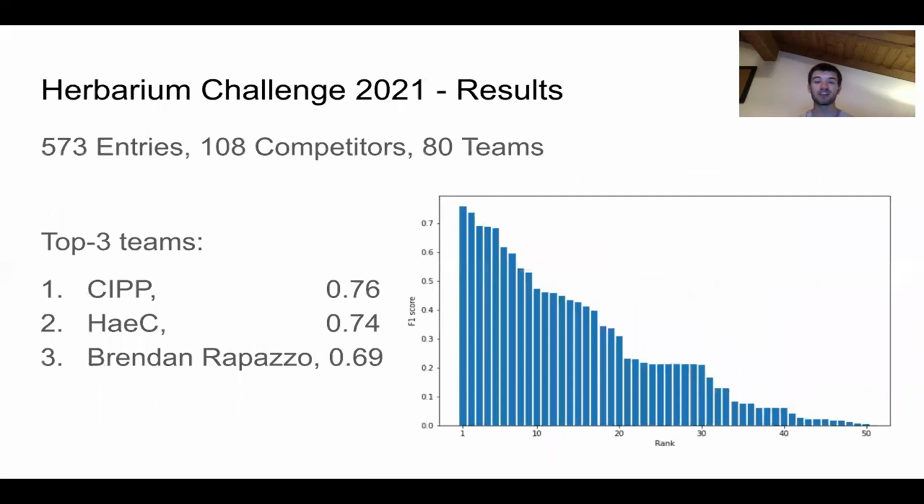The Herbarium Challenge 2021 was a competition hosted by Kaggle. The metric was the macro F1 score. The competition received a lot of interest with 573 entries from 108 competitors across 80 teams. Competitors achieved really good results overall, with the top 9 teams presenting solutions with an F1 score of over 0.5. Congratulations to the winners from the CIPP team, who achieved a score of 0.76.